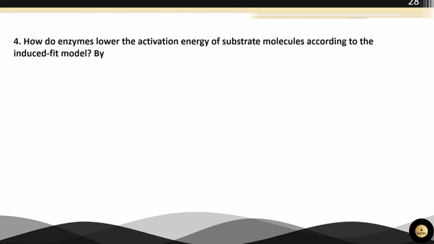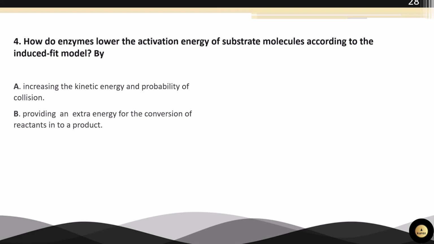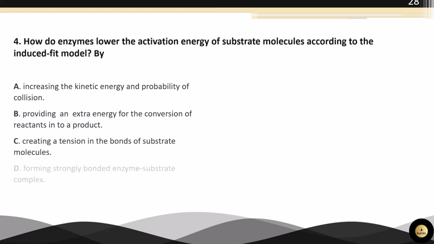Question number 4. How do enzymes lower the activation energy of substrate molecules according to the induced field model? By A. Increasing the kinetic energy and probability of collision. B. Providing an extra energy for the conversion of reactants into a product. C. Creating a tension in the bonds of substrate molecules. D. Forming a strongly bonded enzyme-substrate complex. The answer is C.